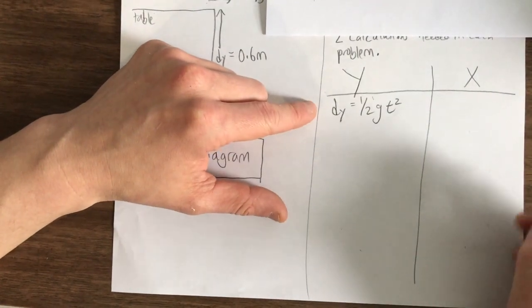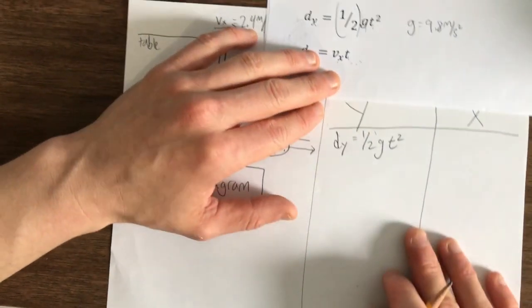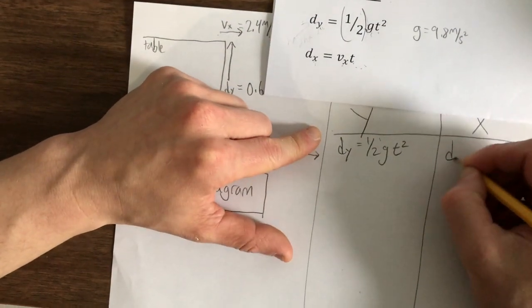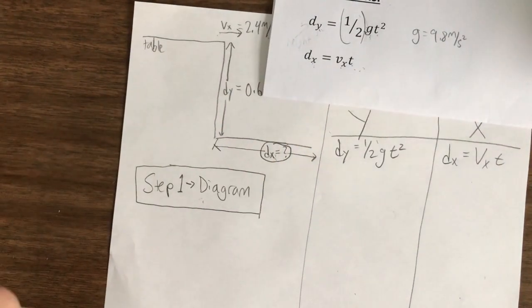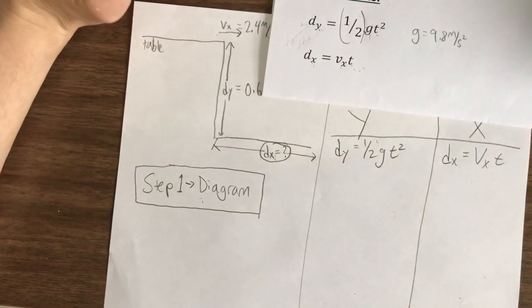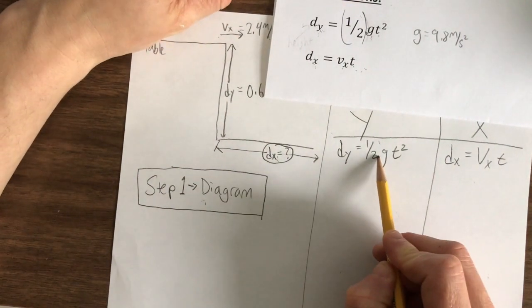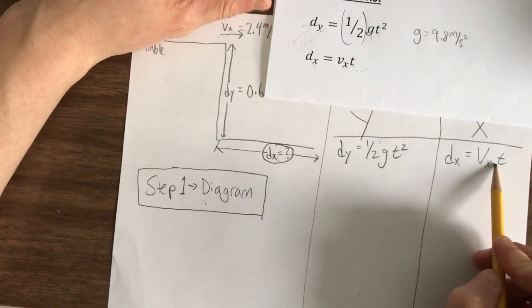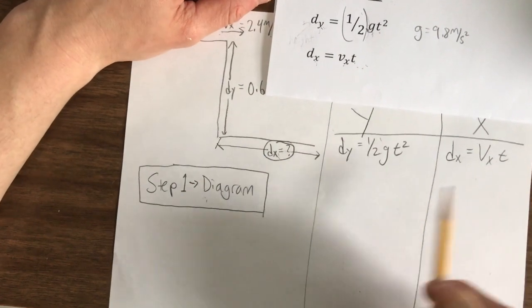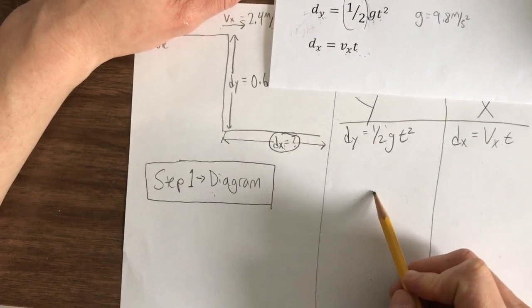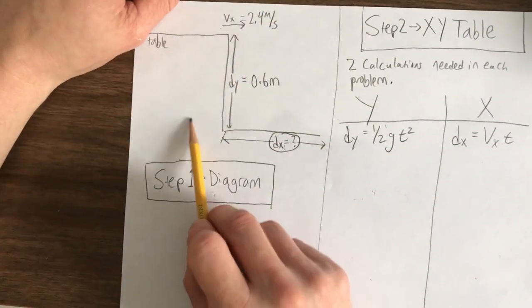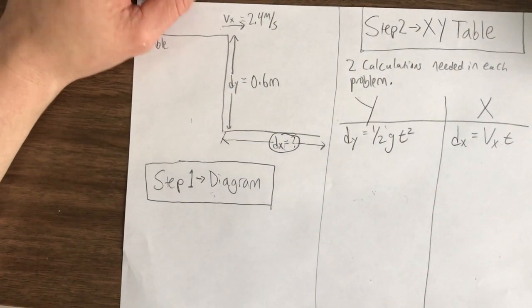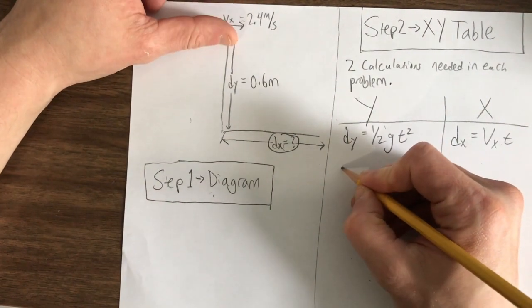dy equals a half gt squared, and in the x we'll use our other equation, dx equals vxt. I just copied down the equations, one for the y column, one for the x column. We will always use this equation in the y column. We will always use this equation in the x column. We will always do our first calculation in the y column. All right? So let's plug in what we know from our list over here.